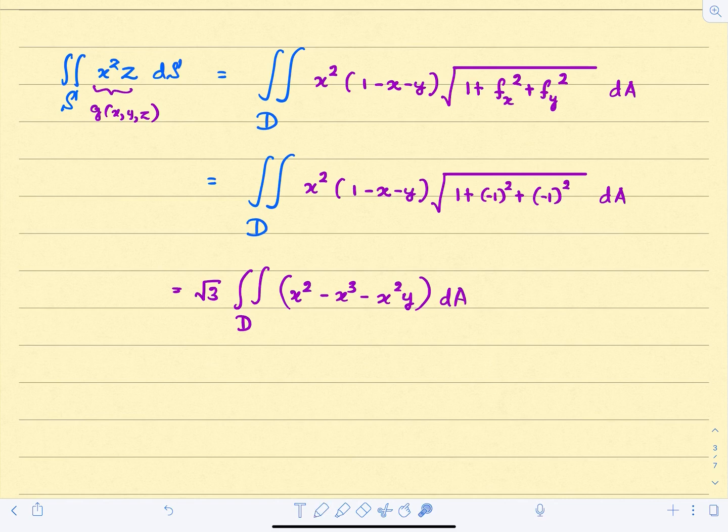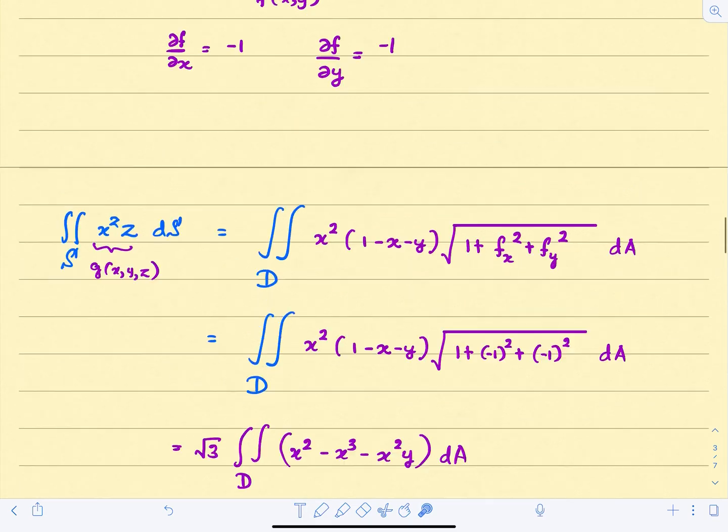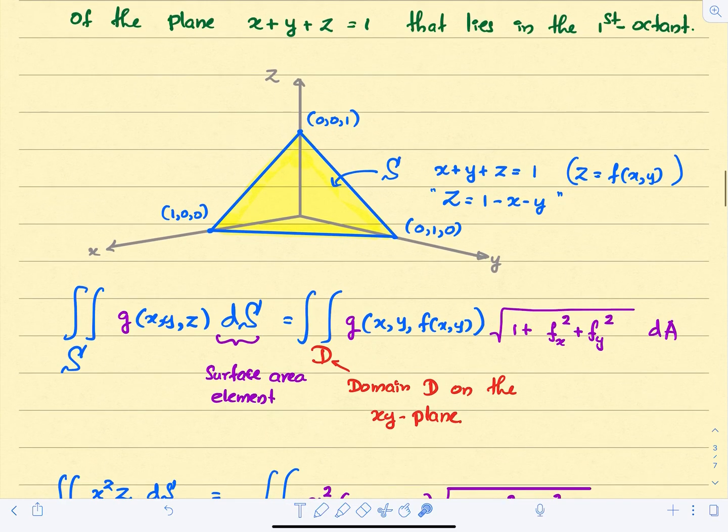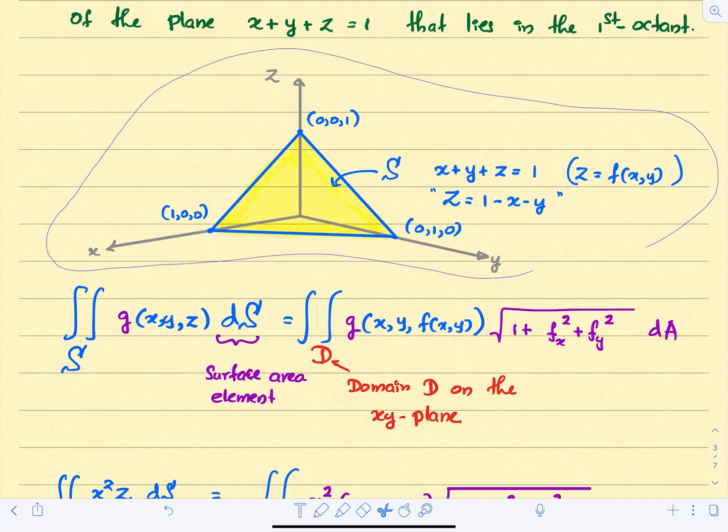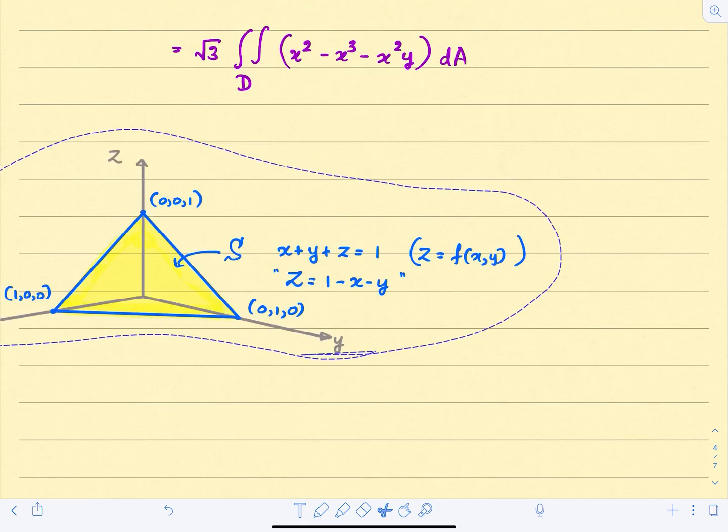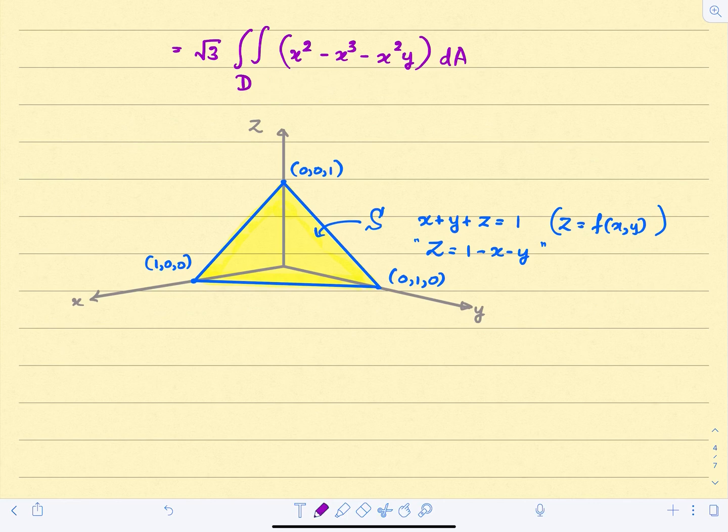Good. So still we have not figured out this domain D. Let's go back to the figure. Now your domain D is the projection of this surface on the xy plane, which represents this part. We'll draw a new figure. Your domain D should be this triangle that you see on the xy plane. That's your domain D.